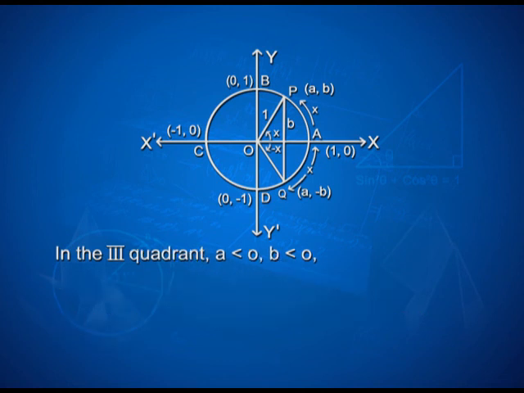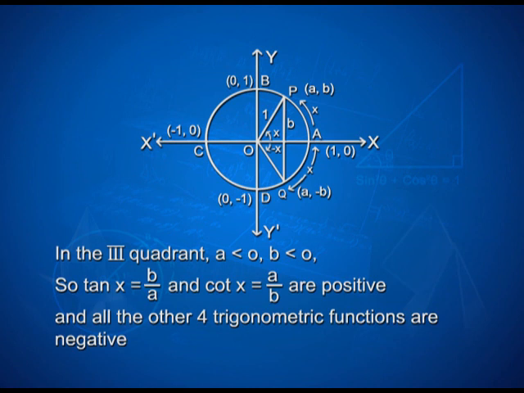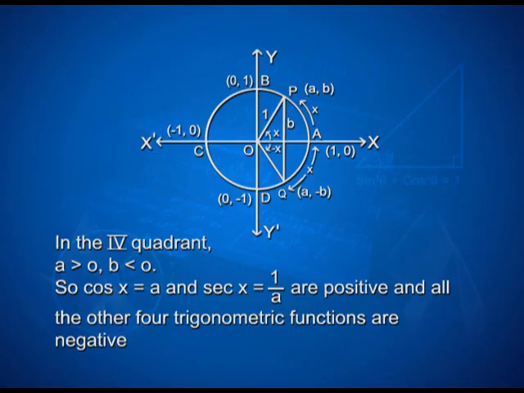In the third quadrant, a is less than 0, b is less than 0. So, tan x is equal to b upon a and cot x is equal to a upon b are positive and all the other 4 trigonometric functions are negative. Similarly, in the fourth quadrant, a is greater than 0, b is less than 0. So, cos x is equal to a and sec x is equal to 1 upon a are positive and all the other 4 trigonometric functions are negative.